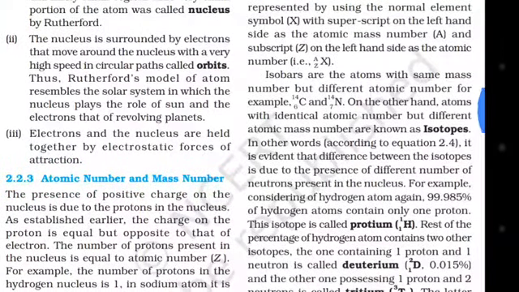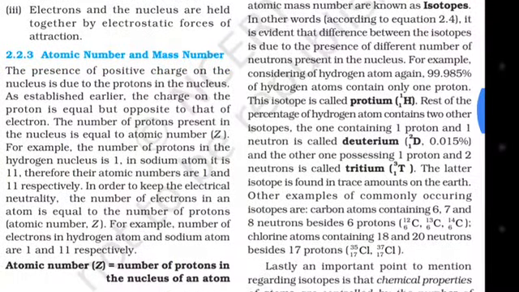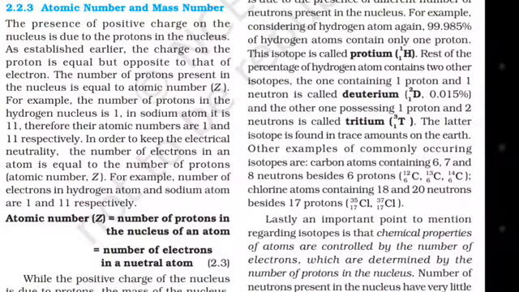2.2.3, the atom and the mass number: atomic number and mass number. The presence of positive charge on the nucleus is due to the protons in the nucleus. As established earlier, the charge on the proton is equal but opposite to that of the electron. The number of protons present in the nucleus is equal to the atomic number (Z). For example, the number of protons in the hydrogen nucleus is 1. In the sodium atom it is 11, and their atomic numbers are 1 and 11 respectively.